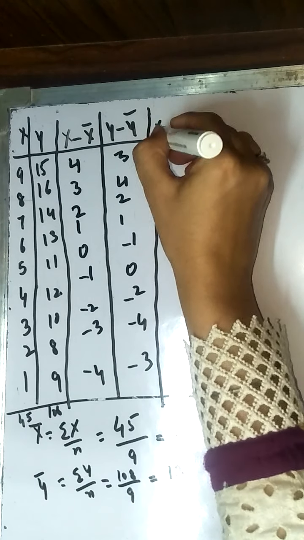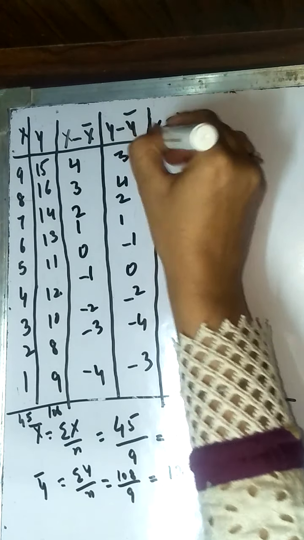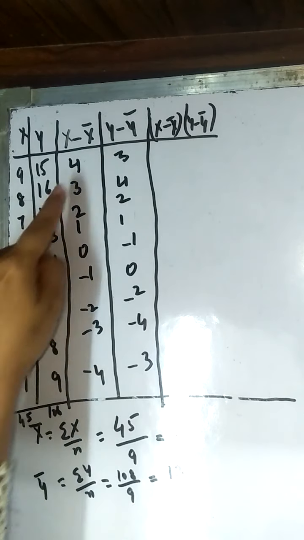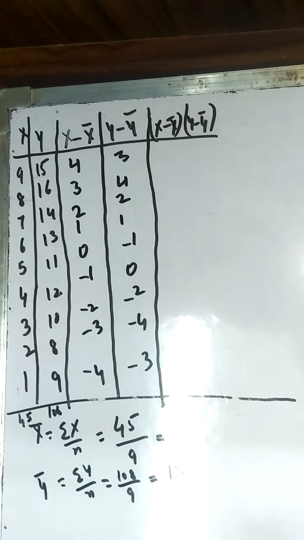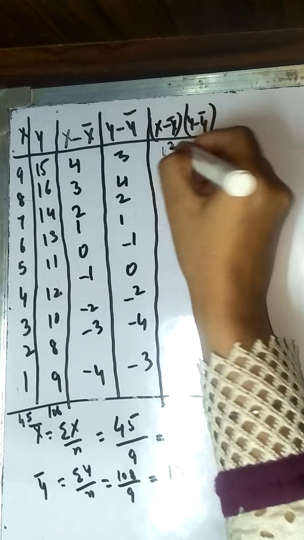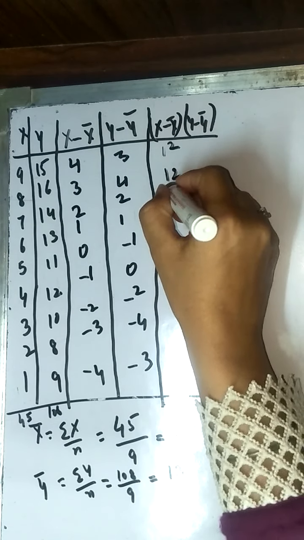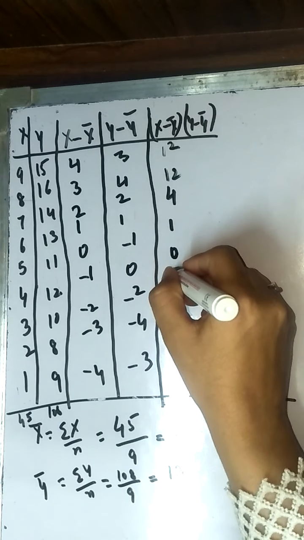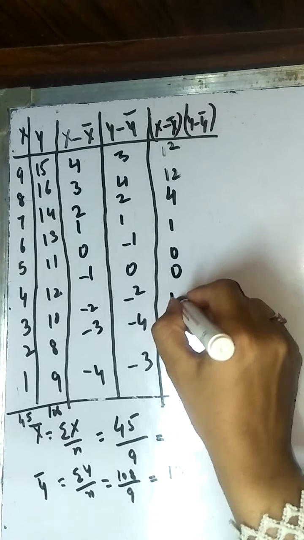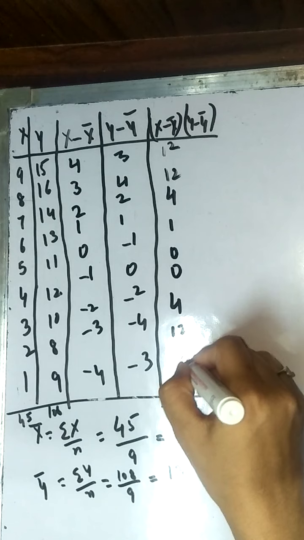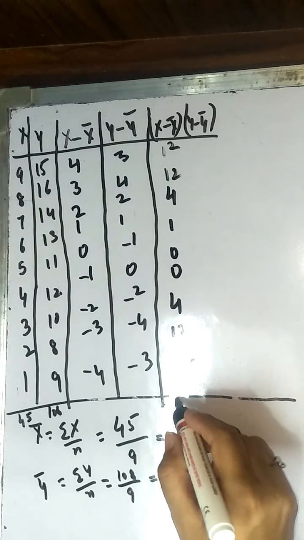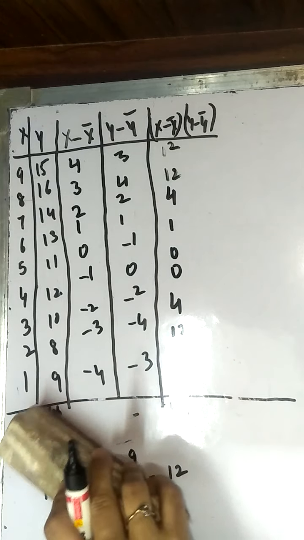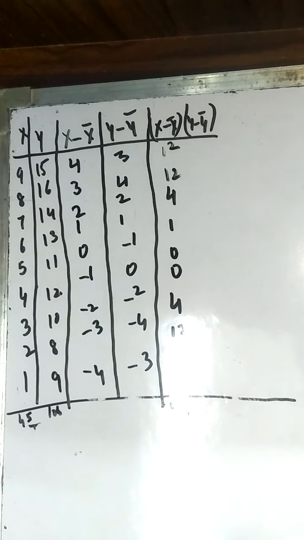Next we find the product of these two values. So we multiply these two values and we get 12, 12, 4, 1, 0, 0, 4, 12, 12. And the sum of these values is 57.